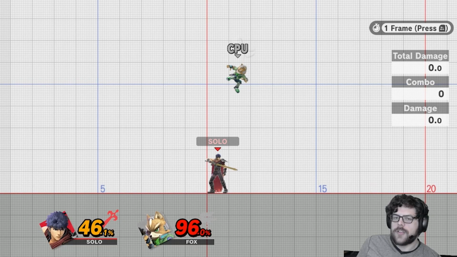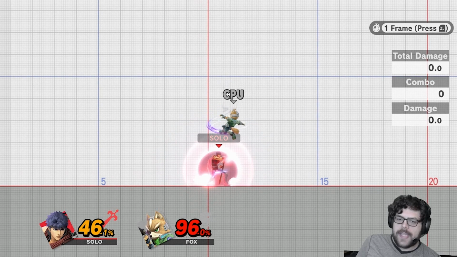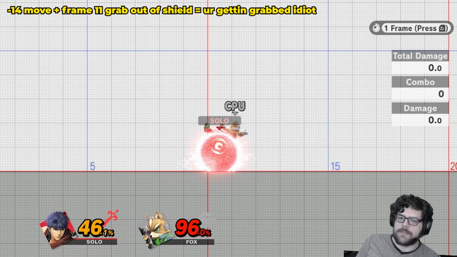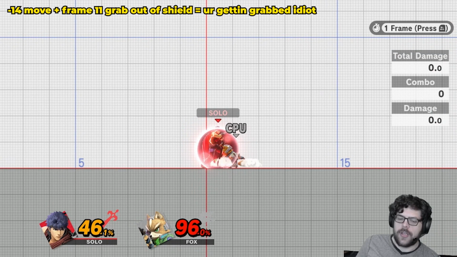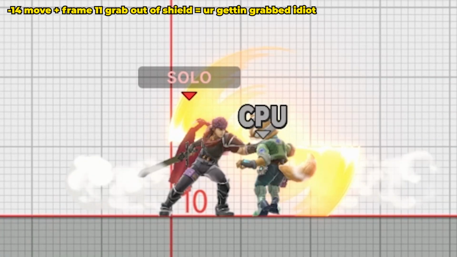Let me show you. Fox is landing on my shield with a forward air, right? Now, because it's minus 14 at best on shield, I should always be able to just grab this out of shield before the animation even ends, right? So look, he's still on the ground. He can't do anything, and we grab him because it's minus 14, and our grab comes out on frame 11.